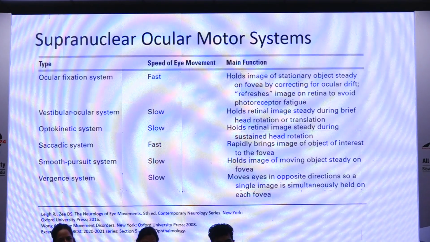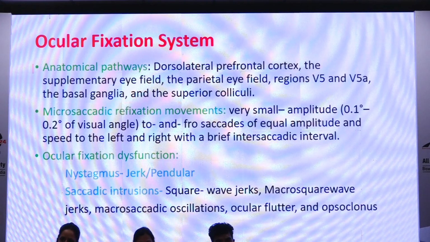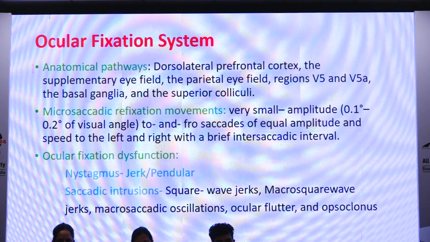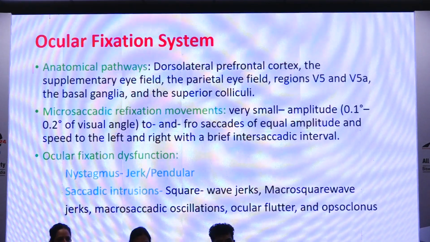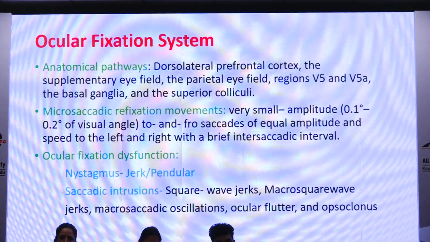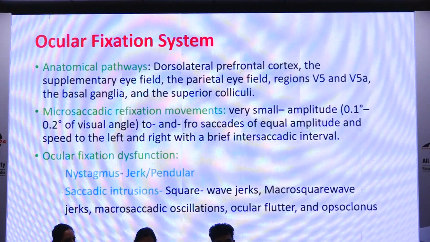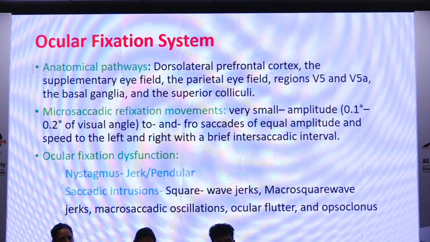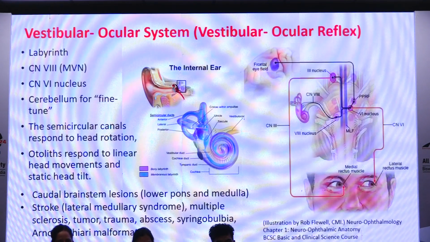So we usually have 6 ocular control systems: fixation, vestibulo-ocular, optokinetic, saccades, smooth pursuit and vergence. What is the role of the ocular fixation system? It fixates the eye, and any neural structure becomes fatigued after prolonged fixation and the signal goes away. To avoid that, the eye has microsaccadic refixation movements. Although not clinically appreciated, these continue to fixate the eye. If there is a disorder in this, we can have nystagmus or saccadic intrusion. If it is a slow movement, it is nystagmus. If it is a rapid eye movement, it is saccadic intrusion.